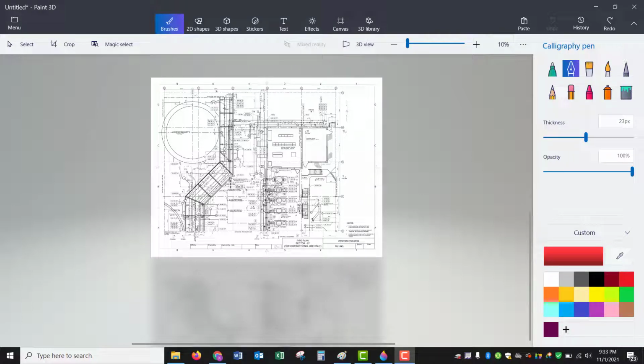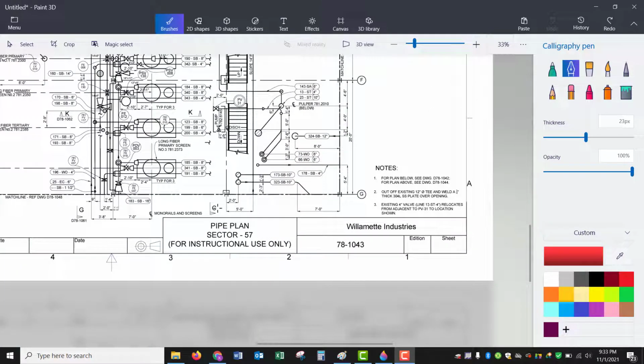Hello all, today I'm going to show you how to read a complex drawing such as this. Typically I start with the title block. I look for drawing name, titles, name of company, name of client, etc. In here you will see that this is what we call a pipe plan. We'll talk about pipe plans in just a second.